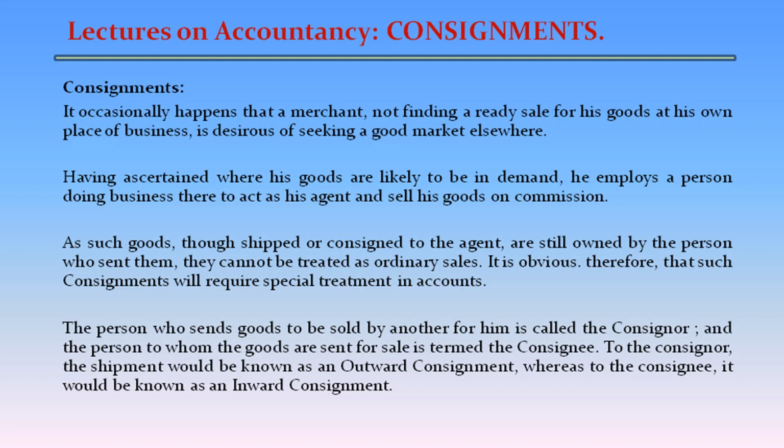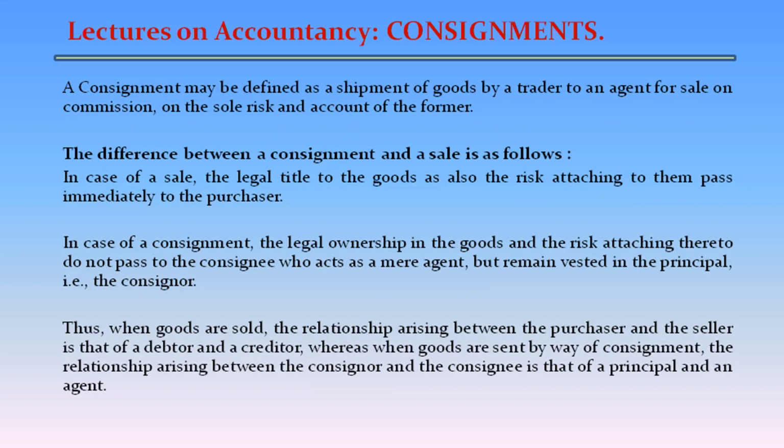The person who sends goods to be sold by another for him is called the consignor, and the person to whom the goods are sent for sale is termed the consignee. To the consignor, the shipment would be known as an outward consignment, whereas to the consignee, it would be known as an inward consignment. A consignment may be defined as a shipment of goods by a trader to an agent for sale on commission, on the sole risk and account of the former.